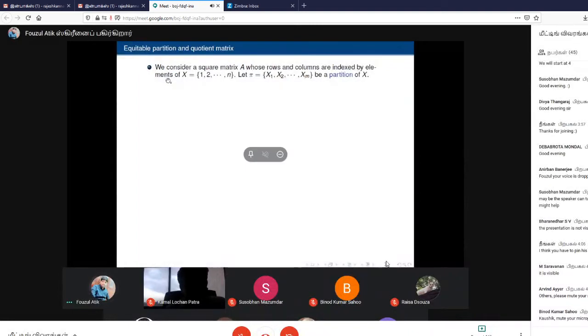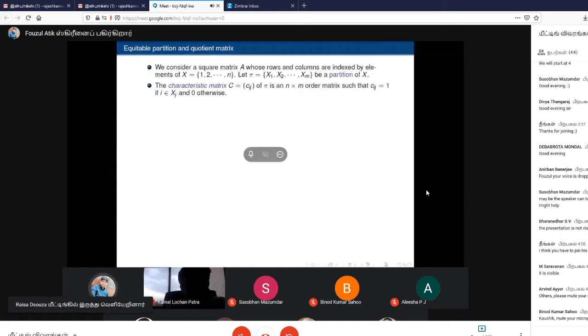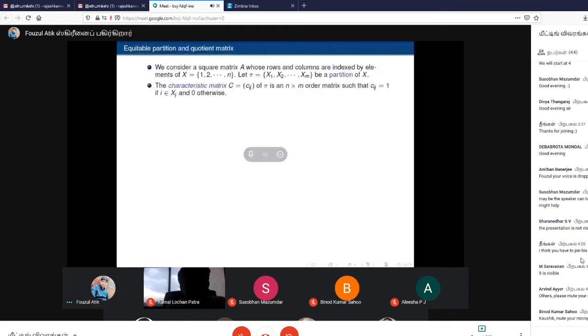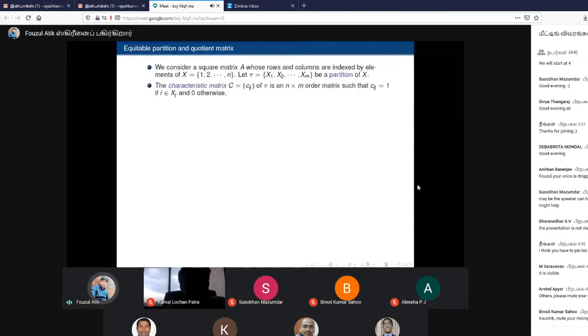The characteristic matrix C is an n by m matrix such that C_ij is 1 if i belongs to Xj and 0 otherwise. This matrix is helpful for some of the computation part, and I will show you where we can use this characteristic matrix. Its entries are either 0 or 1, and it is an n by m matrix for the partition pi.